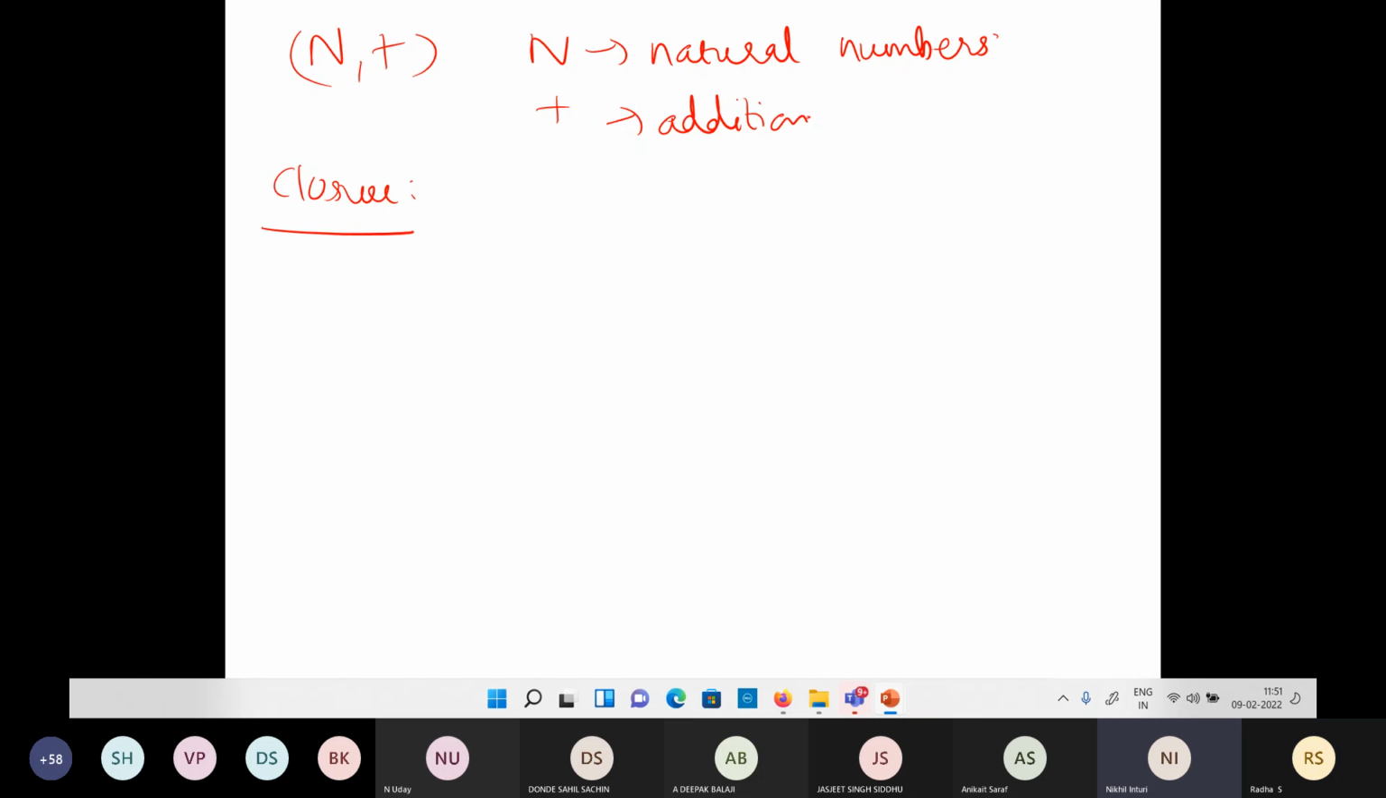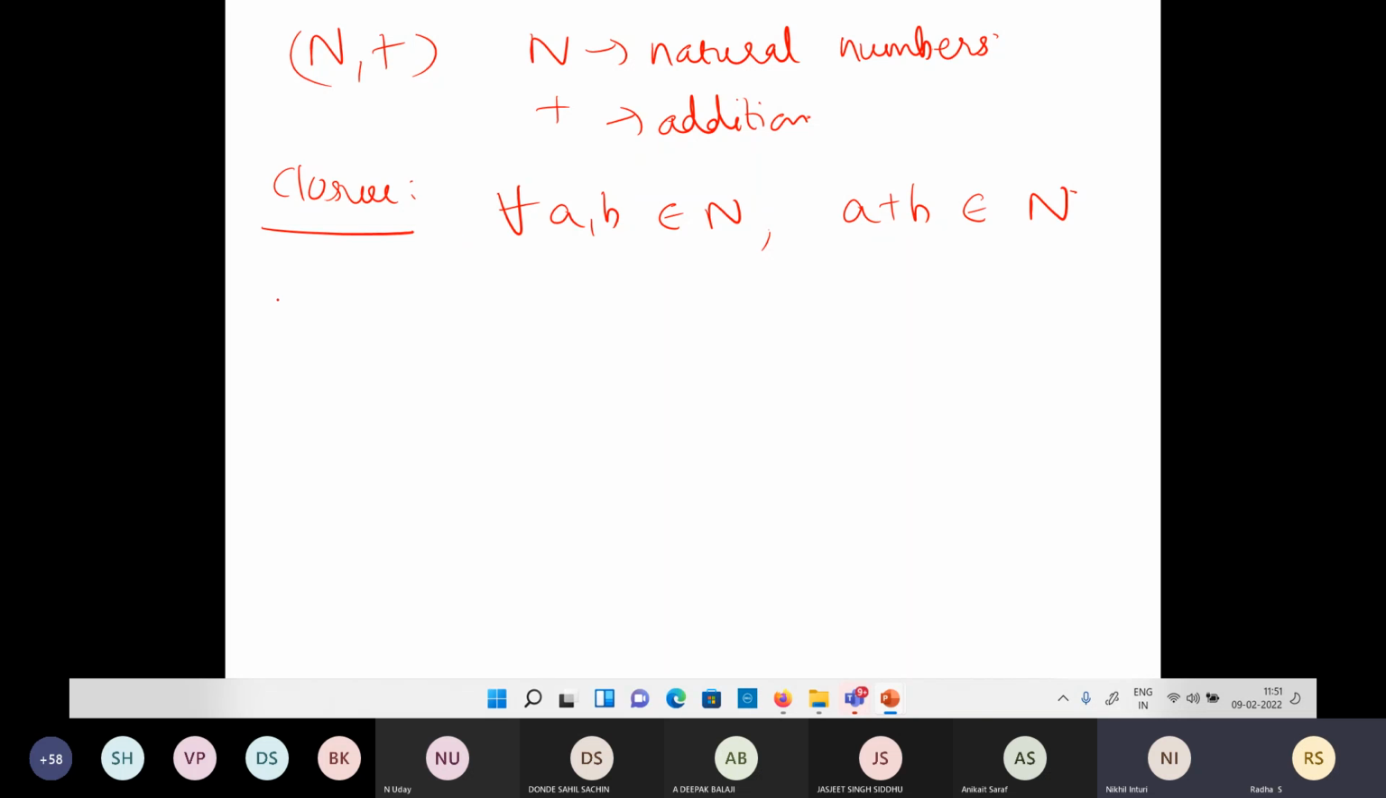If you consider any two natural numbers, will that be correct? Think and say. Closure will be satisfied if you add any two natural numbers. Will that result in a natural number? Yes, ma'am. So for all A, B in N, A plus B always belongs to N.